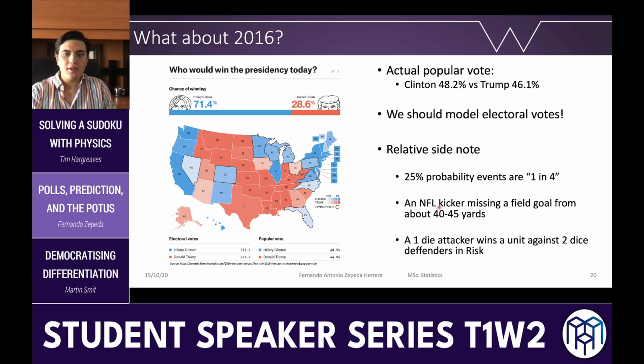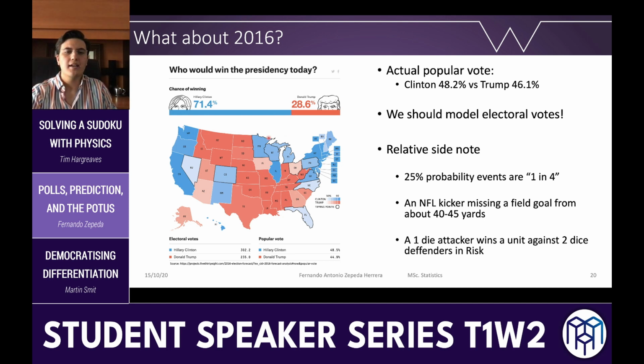NFL kickers can miss field goals from 40 to 45 yards, and their actual probability of missing the field goal at this distance is more or less 25%. Or if you have played the game of Risk, you know it's not the rule that one die will beat 2 defender dice, but it's not unheard of that you take 1 unit away. So why are we surprised that Trump won if he had that amount of probability to do so?